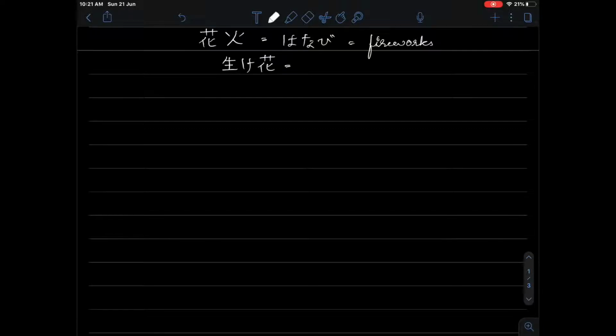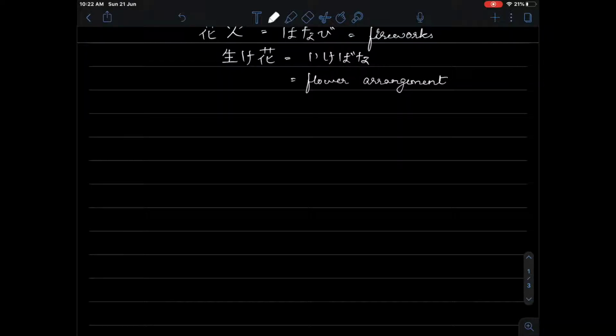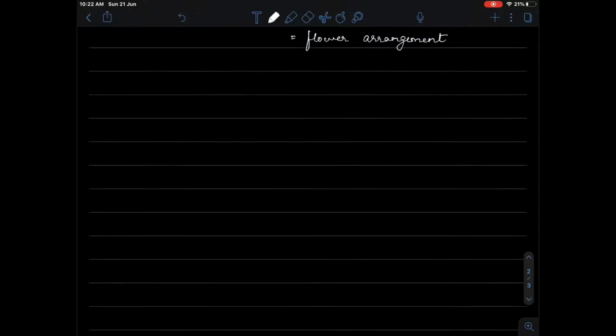Okay, this is called ikebana. Ikebana, which means flower arrangement. I apologize, but I find myself at a loss to rationalize how the kanji for alive, live, or give birth means arrangement. But you know, it's their language and their way and their system and whatnot, and it means flower arrangement. So yes, flower arrangement.